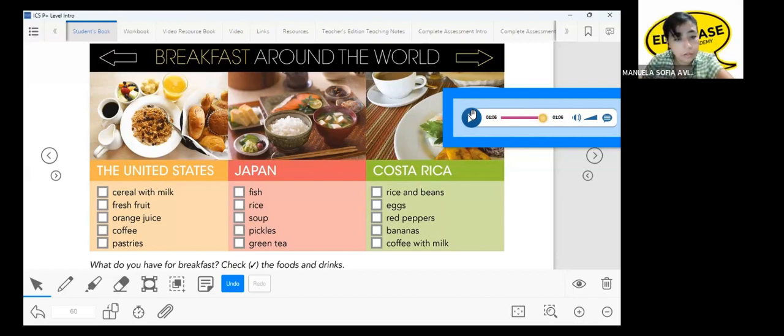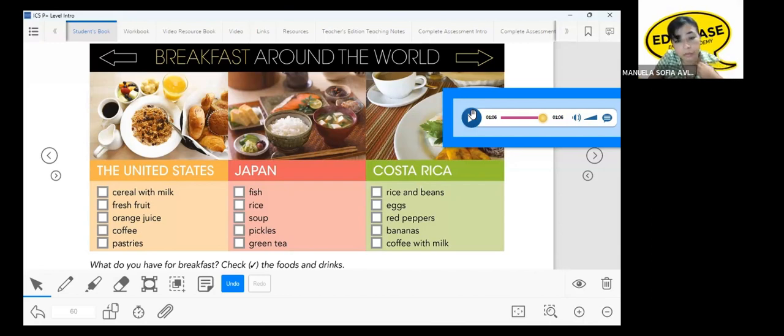Okay, so there you have to choose what you have for breakfast or what you would like to have for breakfast. Which of these would you eat? The one from the United States, from Japan, from Costa Rica? Which one looks good to you? And look, they are breakfasts.